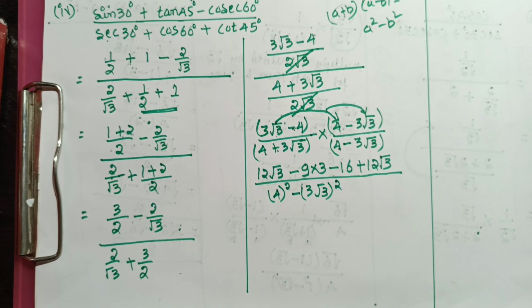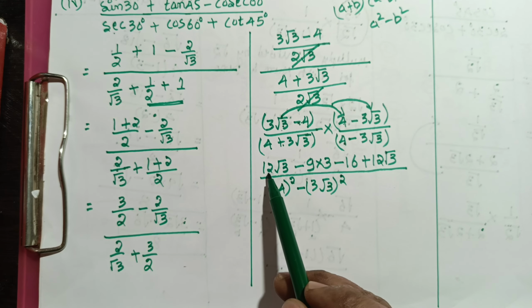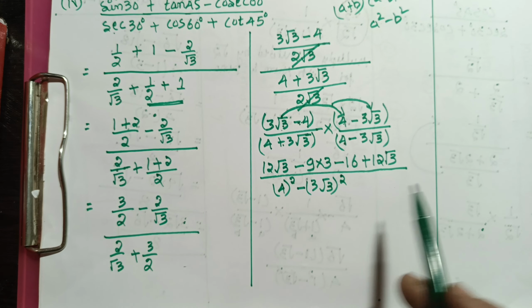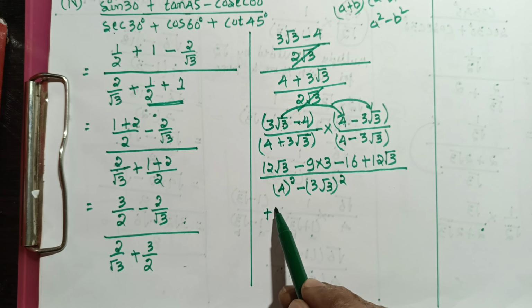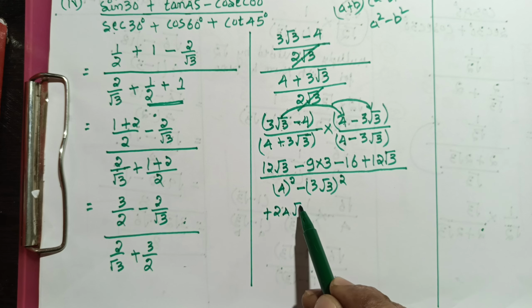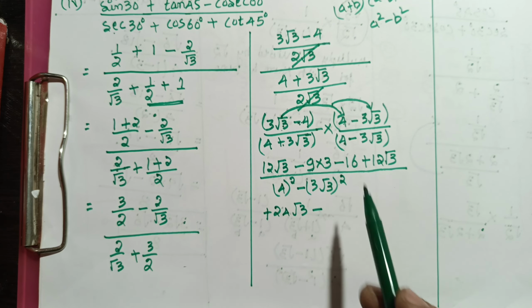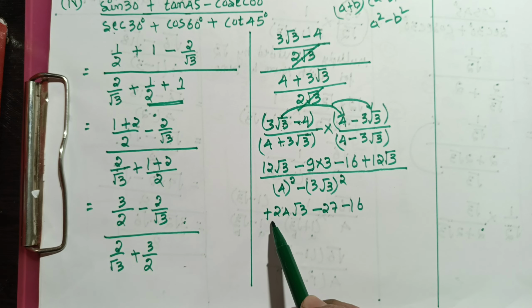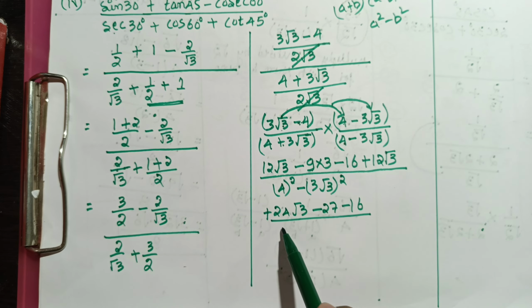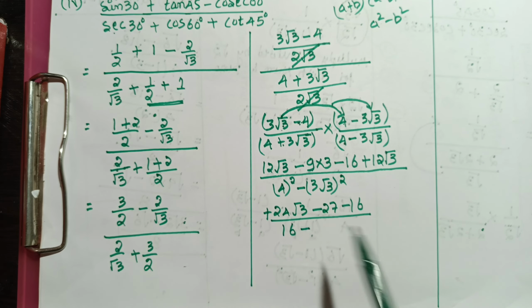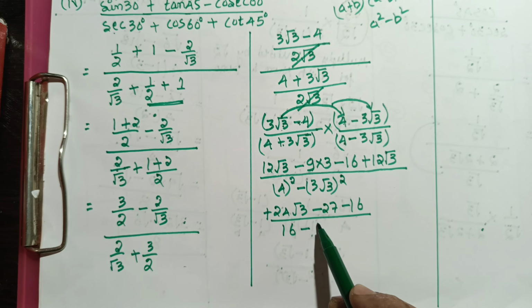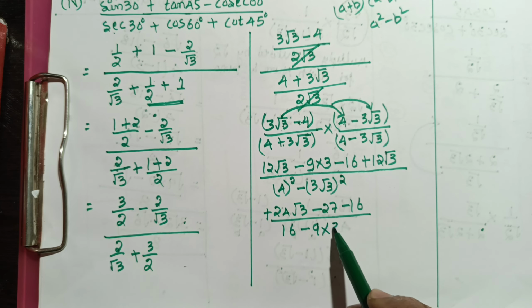Now you need to simplify this. Plus 12 root 3 plus 12 root 3 is plus 24 root 3, minus 9 3s are 27, minus 16 divided by 4 square is 16 minus 3 squares. 3 square is 9 into 3.